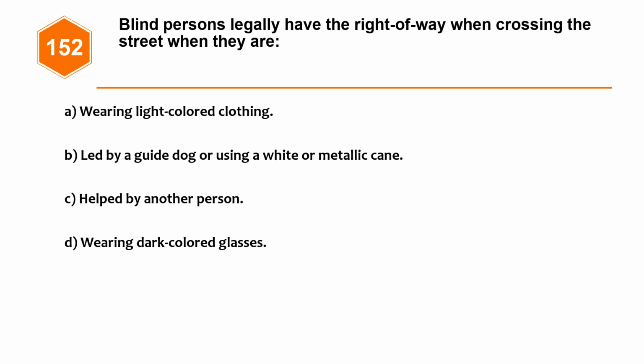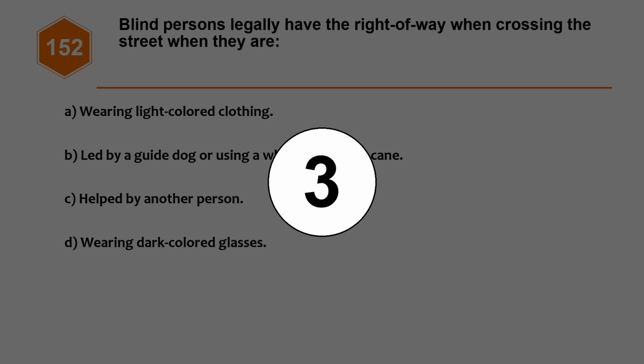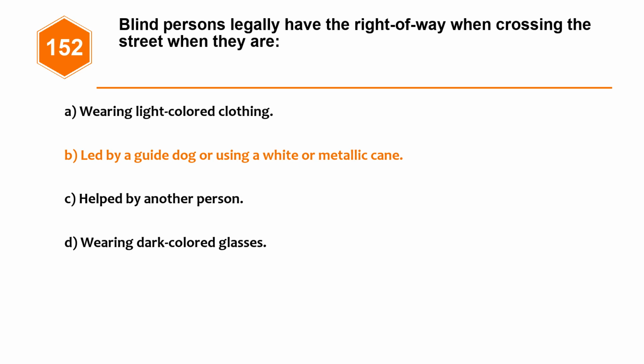Question 152. Blind persons legally have the right-of-way when crossing the street when they are option A, wearing light-colored clothing. Option B, led by a guide dog or using a white or metallic cane. Option C, helped by another person. Option D, wearing dark-colored glasses. The correct answer is option B, led by a guide dog or using a white or metallic cane.